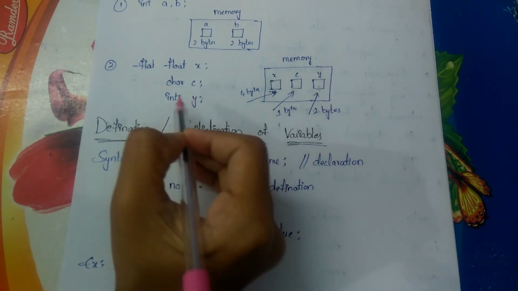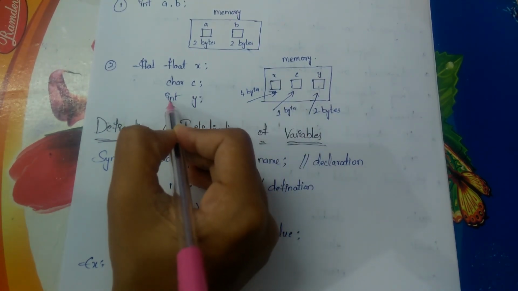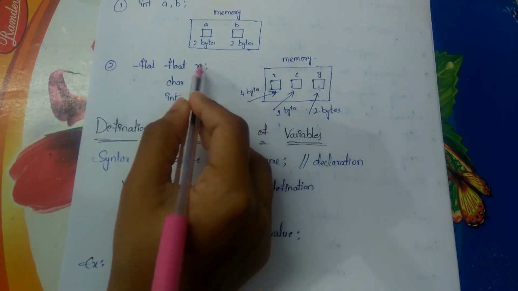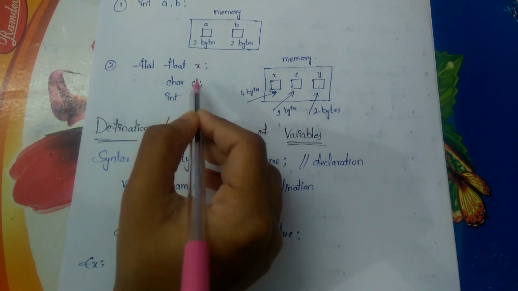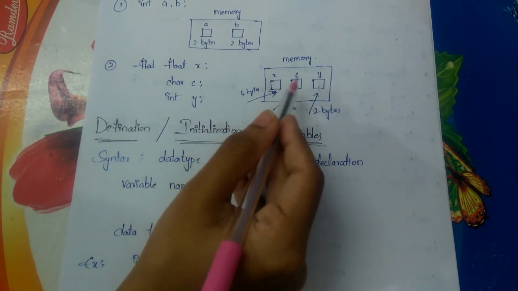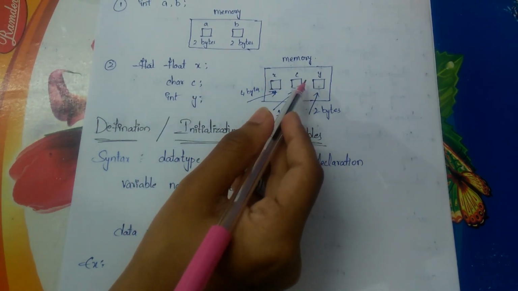And y is an integer. For an integer it takes 2 bytes of memory. We did not initialize here, we just declared the variables. When we initialize, that value will be stored in these boxes. So this is about the declaration of variables.